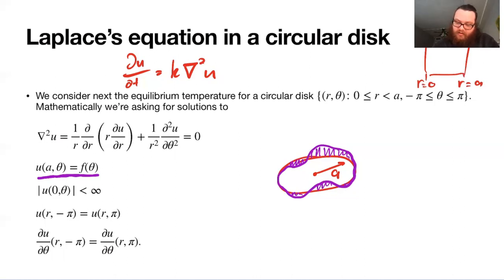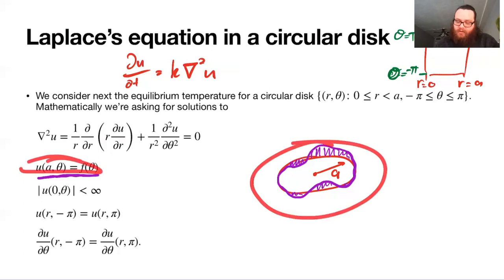And then here, theta is equal to minus pi. And then up here, theta is equal to pi. Okay. And so our observation from before was that if we have a rectangle, we'd expect 4 boundary conditions. Okay. And so in this problem, we've only really drawn 1.